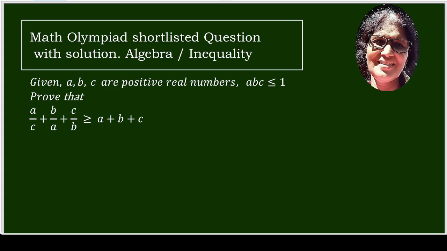Today we have taken a Maths Olympiad shortlisted question based on algebra or inequality. Given a, b, c are positive real numbers, a, b, c less than or equal to 1, prove that a over c plus b over a plus c over b is greater than or equal to a plus b plus c.